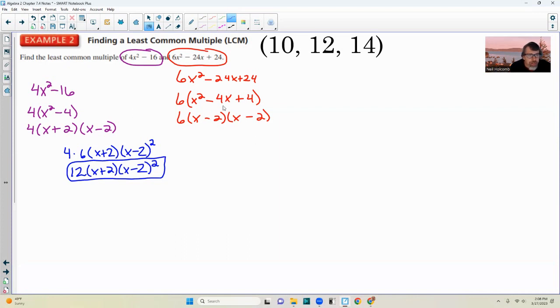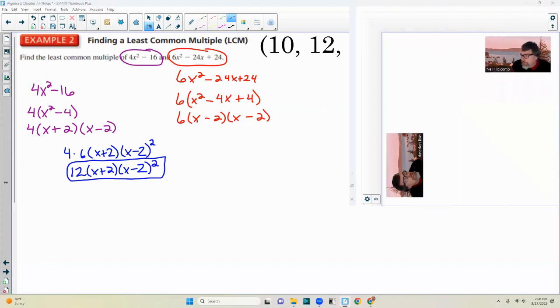Okay, so now that I've done that, you should be able to do problem numbers 10, 12, and 14. Just factor and list all your factors, and you need a minimum number to satisfy each expression. Okay, so now you should be able to do problem numbers 10, 12, and 14 in your exercises.